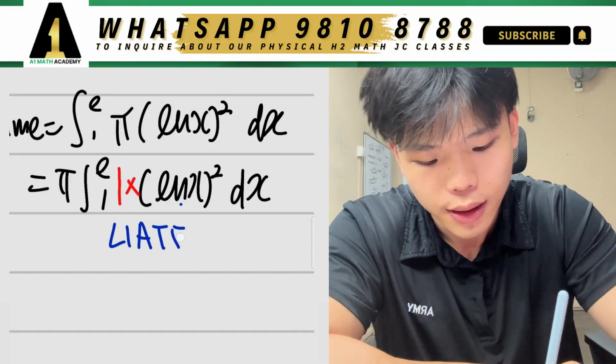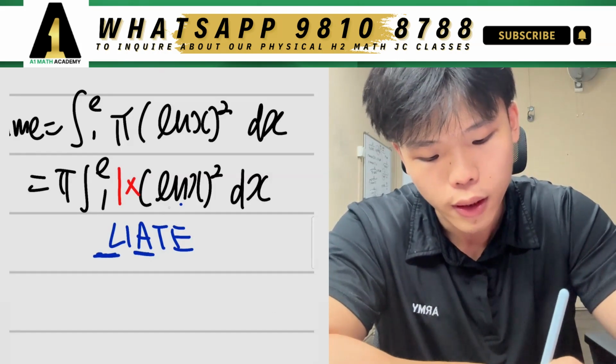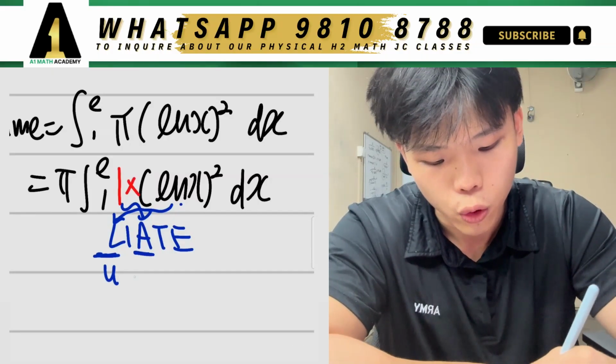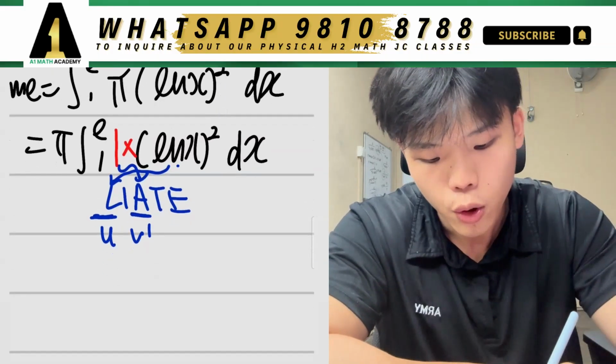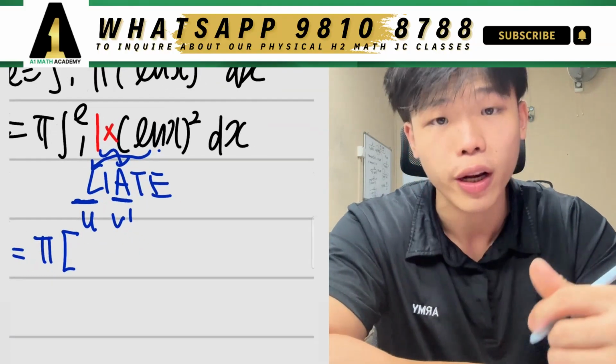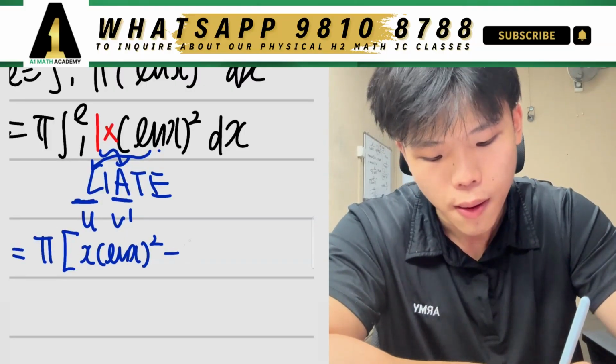And then you remember this over here, right? You have A and you have L. So since L comes first and the A comes after that, this will be my U and this will be my V prime, which means that for the first portion over here, we will actually integrate the 1. So we'll have x ln x squared minus.